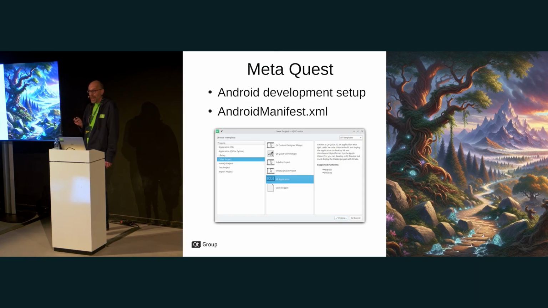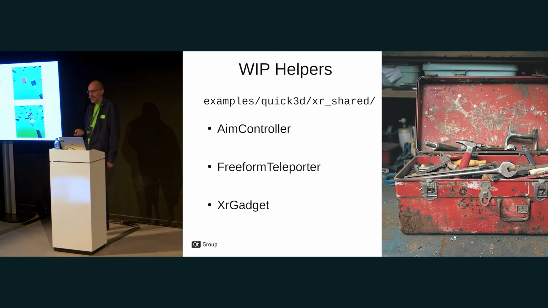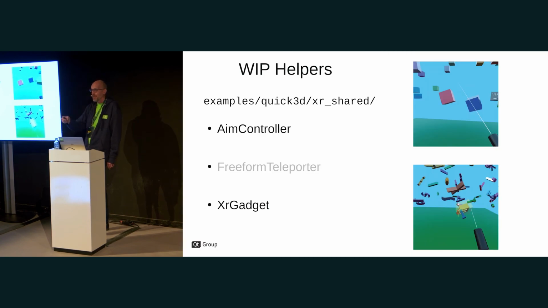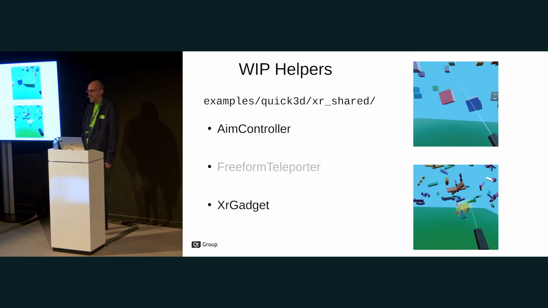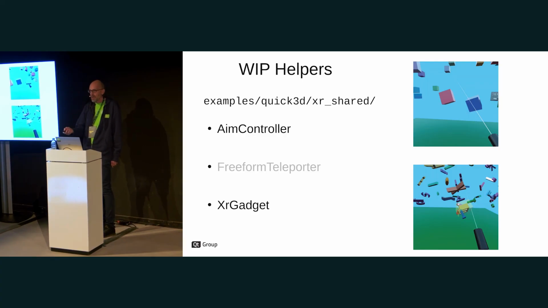We also have some helpers, work in progress, very work in progress, so they're put in examples for now, giving you a few helpful things that you can copy into your own applications. For instance, aim controller allows you to grab and move stuff around. XR gadget is a way to create components like resize and rotate handles. And we also have the freeform teleporter.